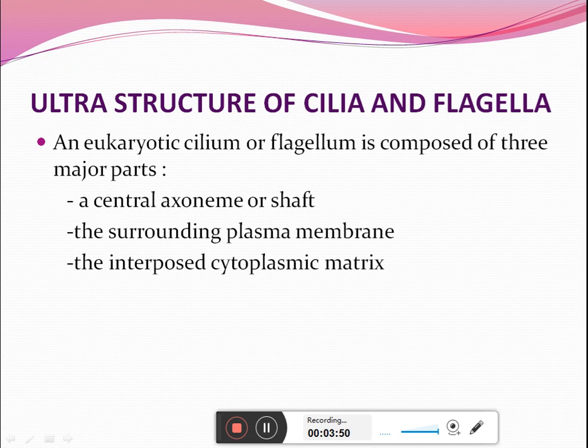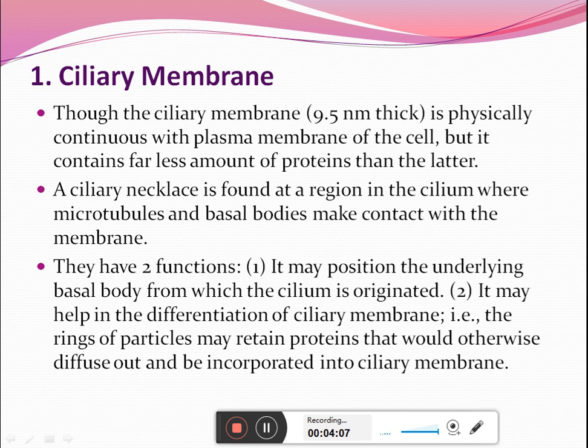Next is the ultrastructure of cilia and flagella. A eukaryotic cilium or flagellum is composed of mainly three major parts: a central axoneme or shaft, the surrounding plasma membrane, and the interposed cytoplasmic matrix. First is the ciliary membrane. Though the ciliary membrane is physically continuous with the plasma membrane of the cell, it contains far less protein than the latter.